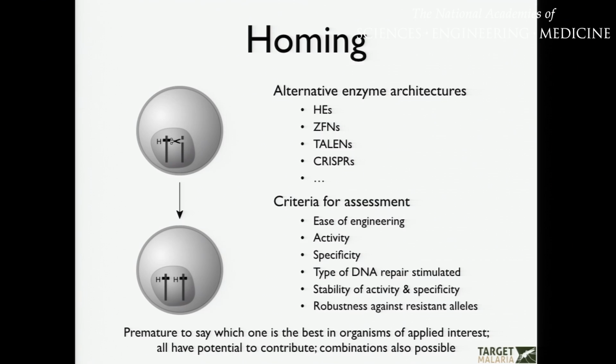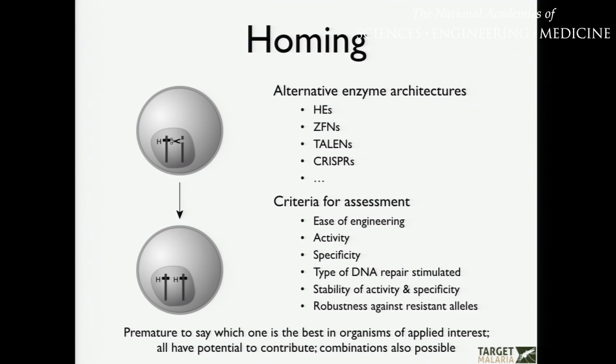The other sorts of criteria we need to be thinking about: of course, the enzyme has to be active, and has to have good specificity, so it targets what you want to target and not elsewhere in the genome. It's important what kind of DNA repair is stimulated by the different sorts of enzymes. They leave different kinds of jagged ends, different types of cut sites, and so that can stimulate different types of repair processes by the organism, and that's important in thinking about these things.